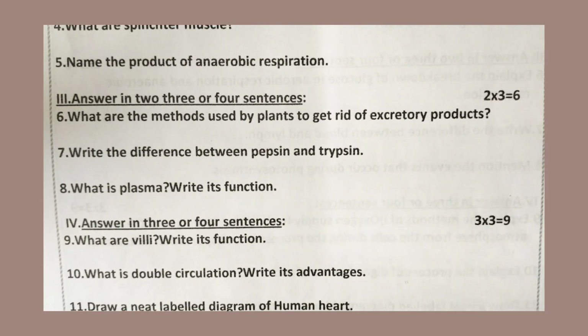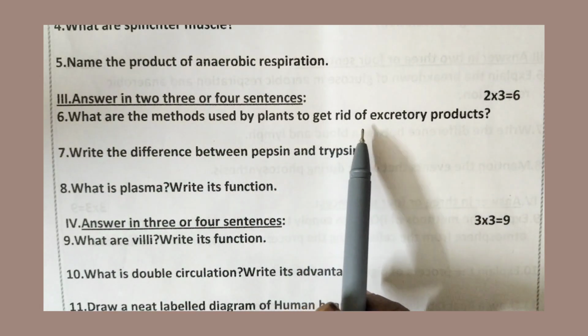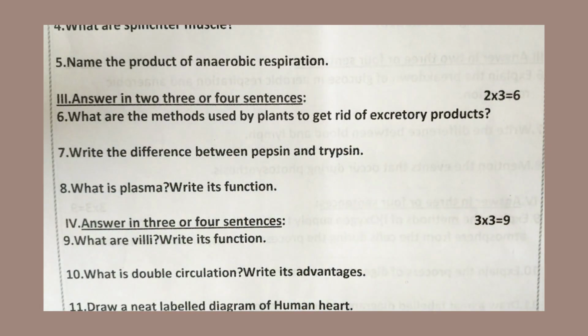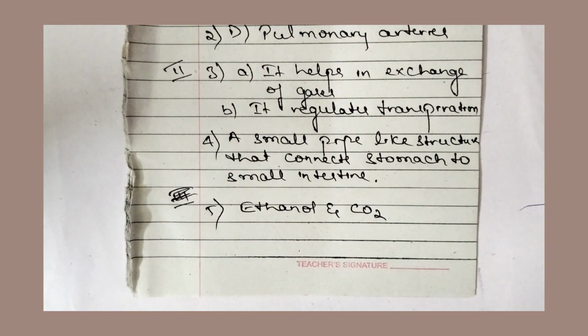Now let us move to question number 6. What are the methods used by plants to get rid of excretory products? This is a 2 marks question. At least we have to write 4 points. So let us answer question number 6 now.